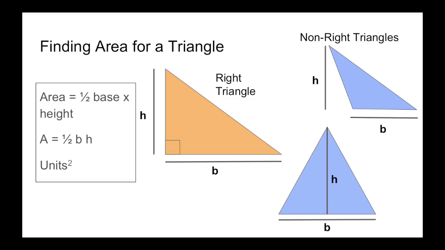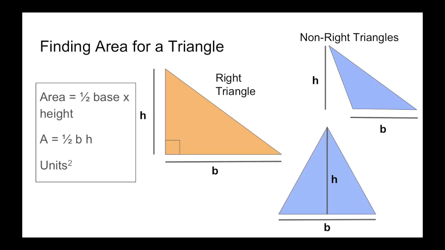To find the area of a triangle, the equation is similar to finding the area of a rectangle, but it is 1/2 base times height. Triangles are a little trickier to find the area of because the height can be found in different places for different types of triangles.